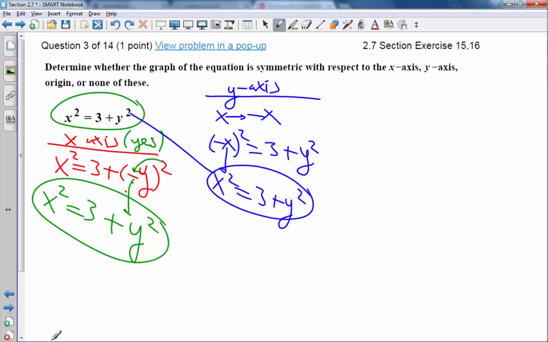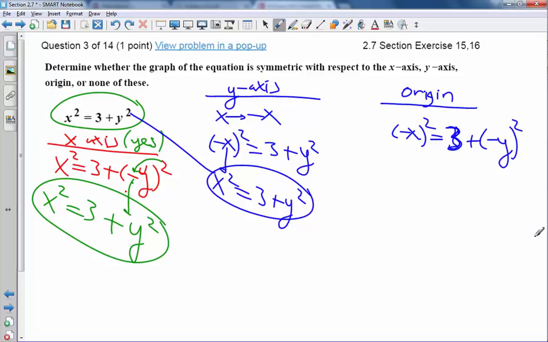Since x-axis and y-axis symmetry both happened, then we can automatically say it has origin symmetry without any test. But if you are interested in seeing that literally, just replace x by minus x. 3 is still 3. And y by minus y. And you see this is back to the original equation. Right? Anybody has an issue with understanding my steps?